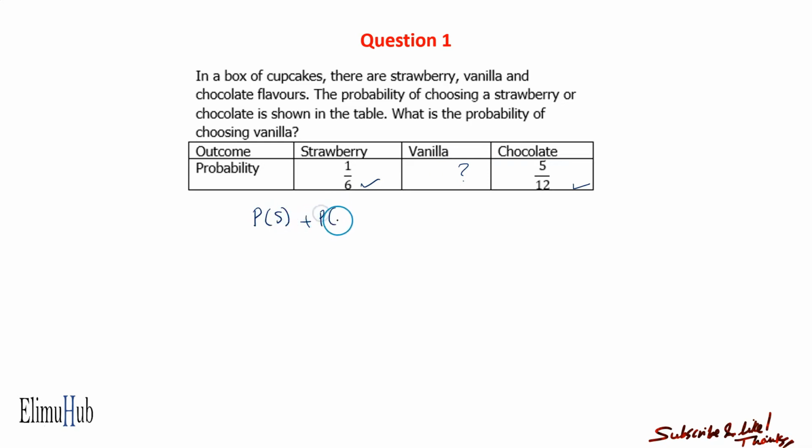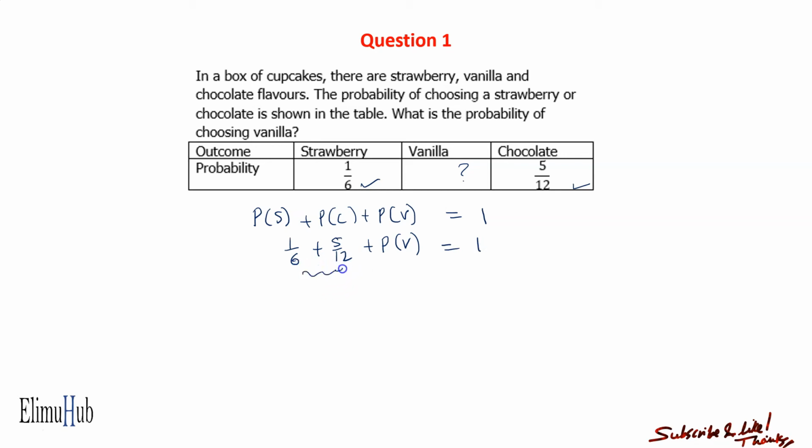plus probability of chocolate plus probability of getting a vanilla, they must add up to 1. Okay, so strawberry is 1 out of 6 plus chocolate is 5 out of 12 plus probability of vanilla flavor, I don't know, but I know everything must be equal to 1.